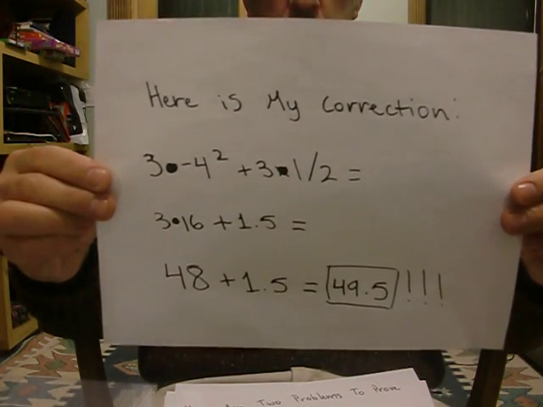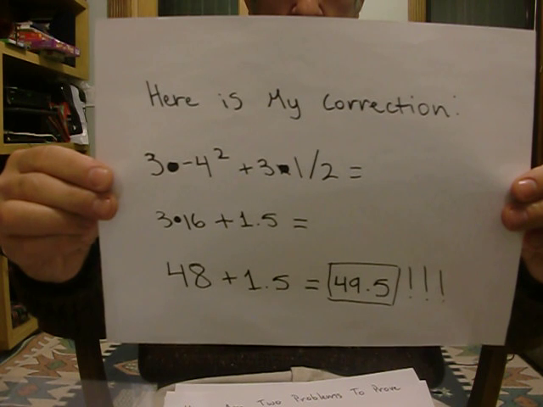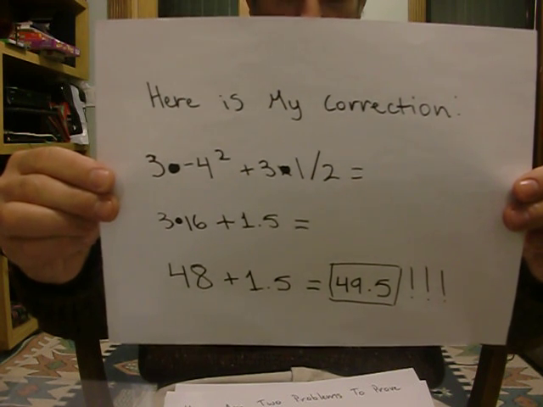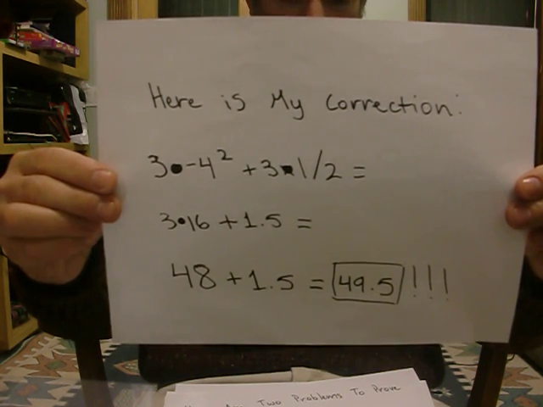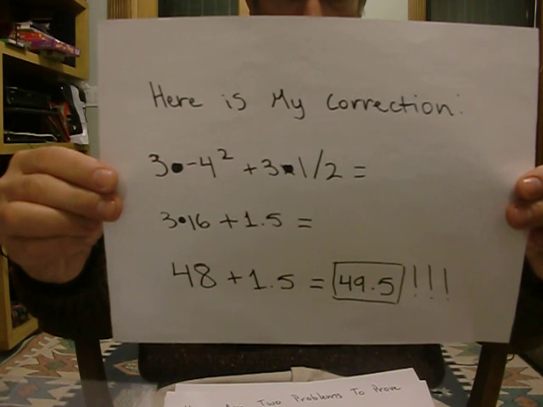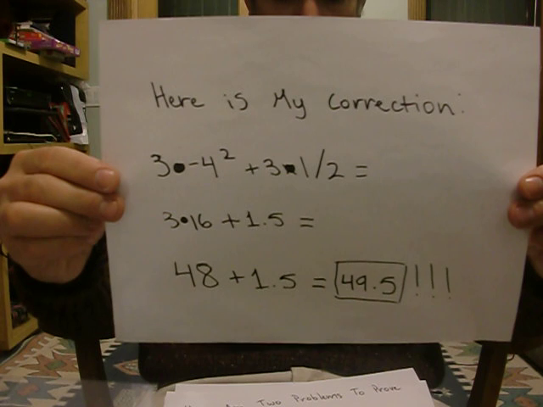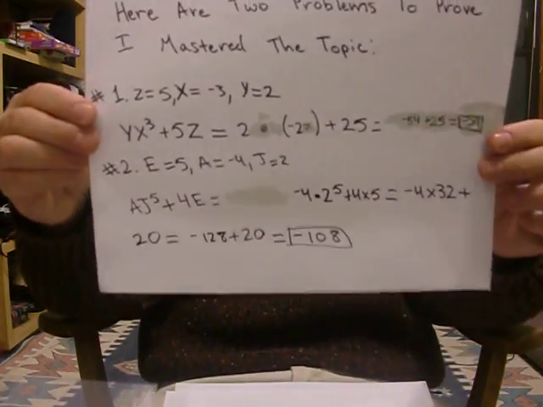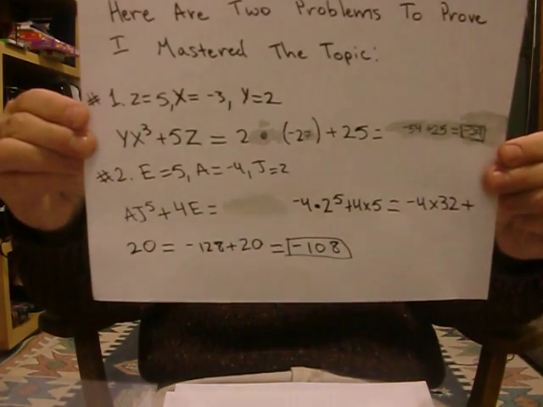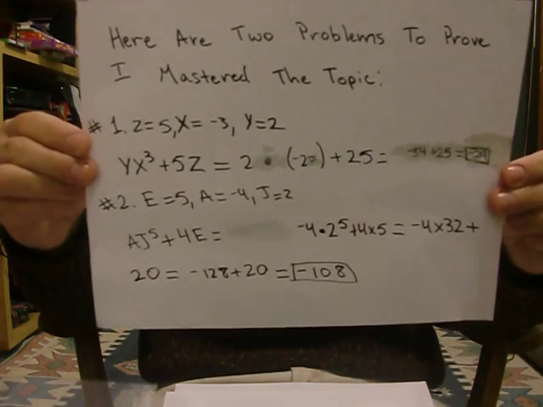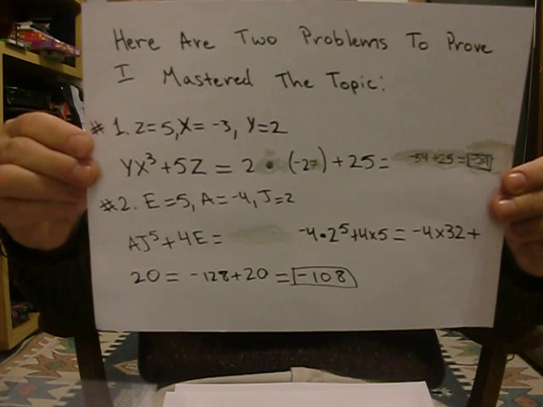Here is my correction. 3 times -4 squared plus 3 times 1/2 equals 3 times 16 plus 1.5, which equals 48 plus 1.5, which finally equals 49.5, which is my final answer. Here are two problems to show I truly mastered the topic.